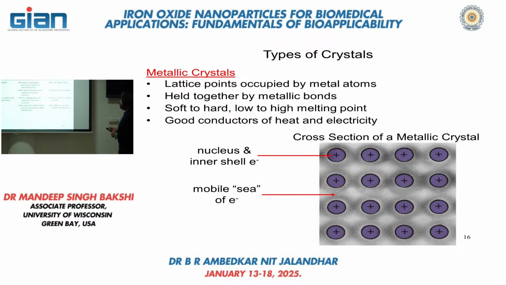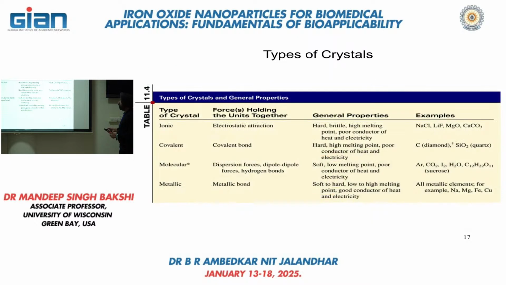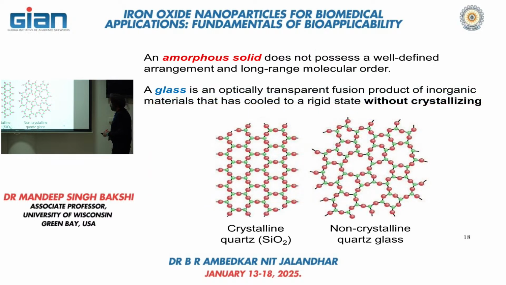So these are the comparative physicochemical properties of ionic, covalent, molecular, and metallic crystals, and the general properties and the examples are over here if you want to compare them. I'll take a few more minutes. So glass is also, it is not the condition that if the light runs through a solid substance, that could be a crystal.